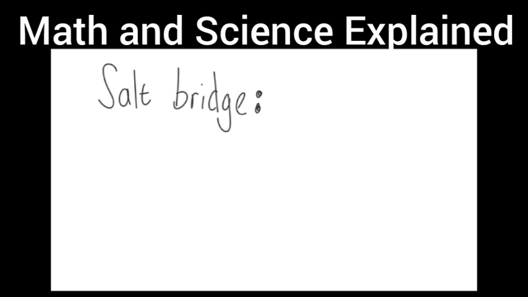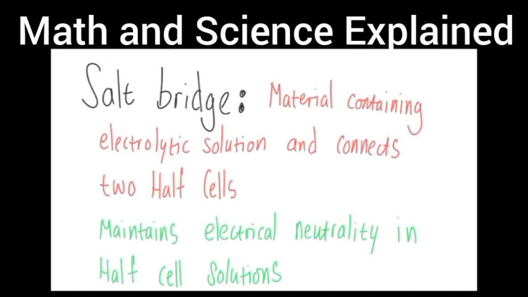The next definition we're going to look at is the salt bridge, and that was the green thing that I drew on the sketch at the beginning of the video. The salt bridge is basically a material that contains an electrolytic solution, and it connects the two half cells to one another. It also maintains electrical neutrality. This is one of the benefits of a salt bridge: it maintains the electrical neutrality in the half cell solutions.